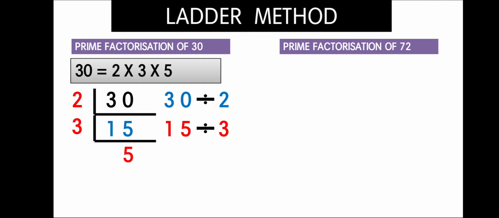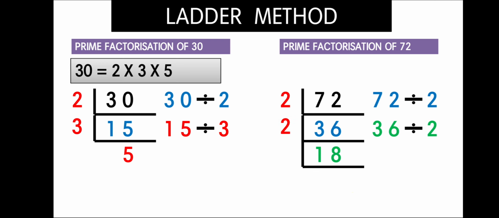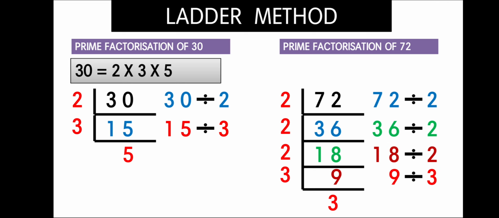Now let's see 72. 72 is an even number, so we can start with 2. 72 divided by 2, we get 36. 36 can again be divided by 2, and we'll get 18. When 18 is divided by 2, we get 9. And 9 can be divided by 3.